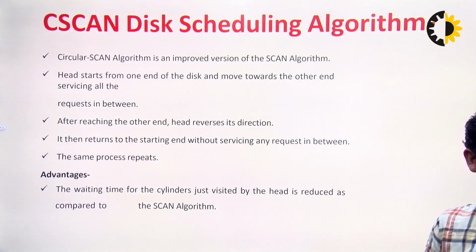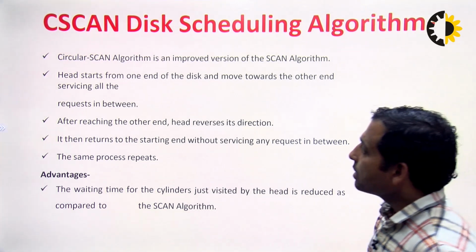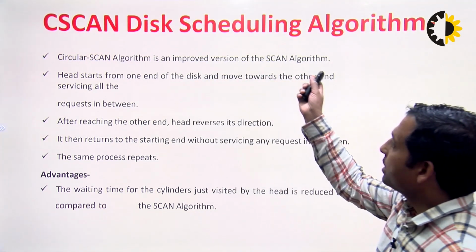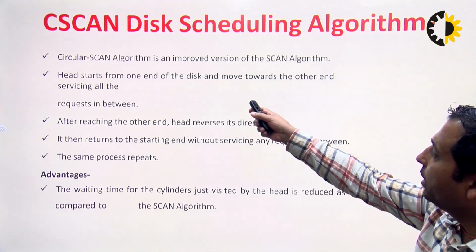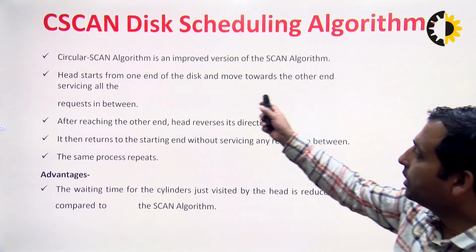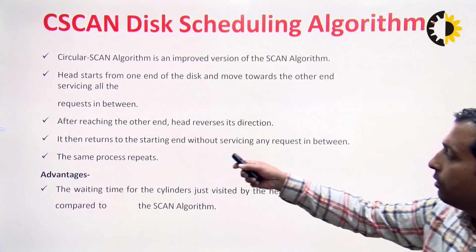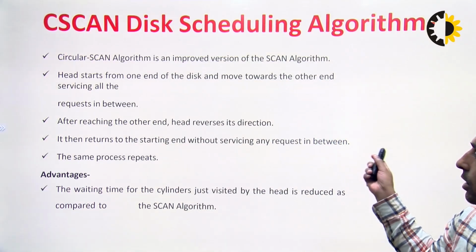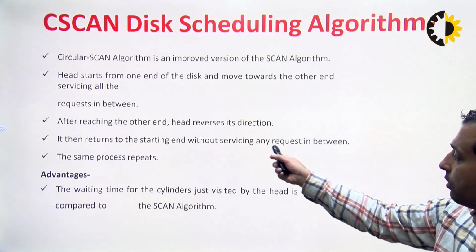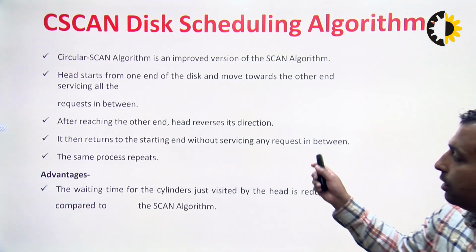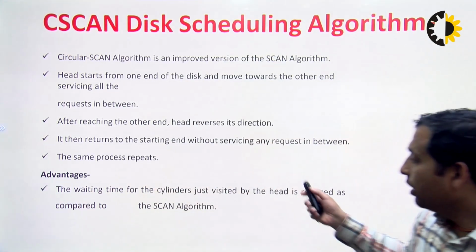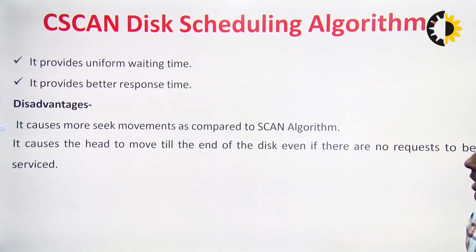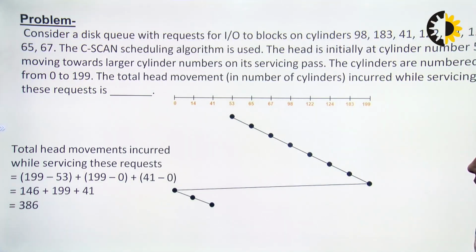Now another algorithm, C-SCAN. This is circular scan. Circular scan is an improved version of scan. The head starts from one end of the disk and moves towards the other end, serving all the requests in between. After reaching the other end, it reverses its direction. It then returns to the starting end without serving any request in between. Now we can understand this with the help of this figure.